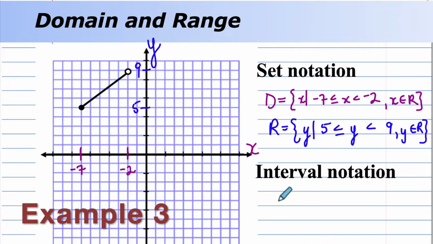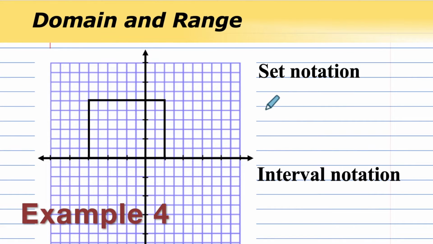Interval notation, domain, we go from -7 to -2, include -7 and don't include -2. And the range would be from 5 to 9, not including 9, but including 5.